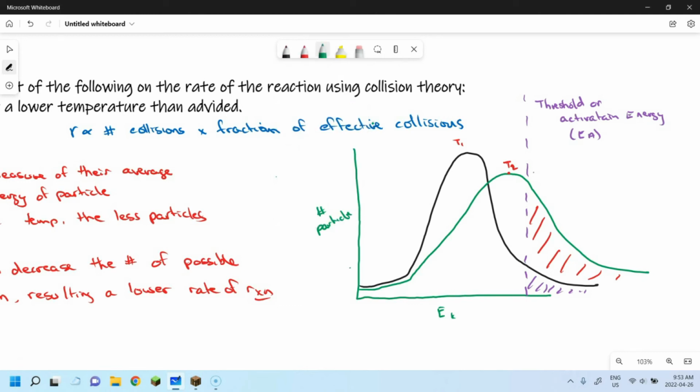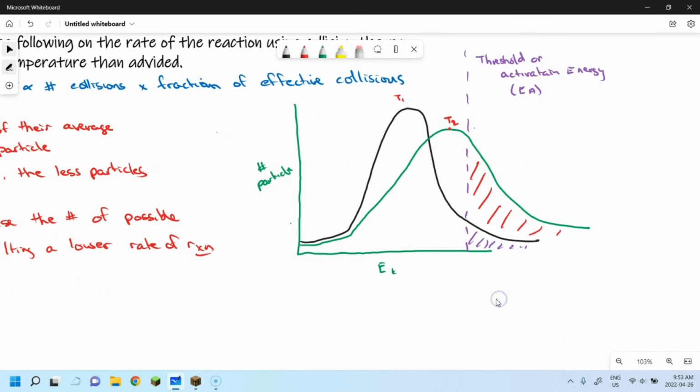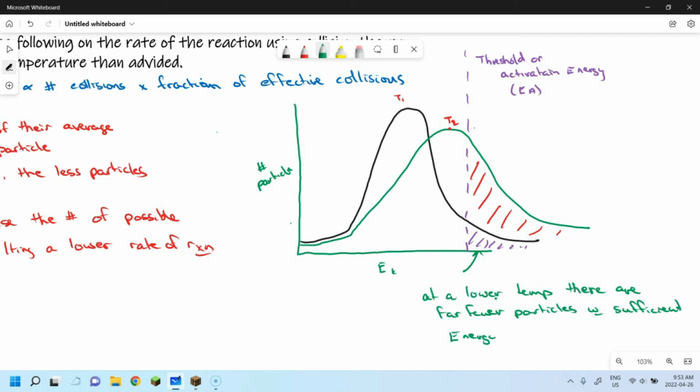What we can say is that at a lower temperature, we can see that there are far fewer particles, in the purple here, with sufficient energy for an effective collision. We can see with our red here, at a higher temperature, there's a greater fraction.